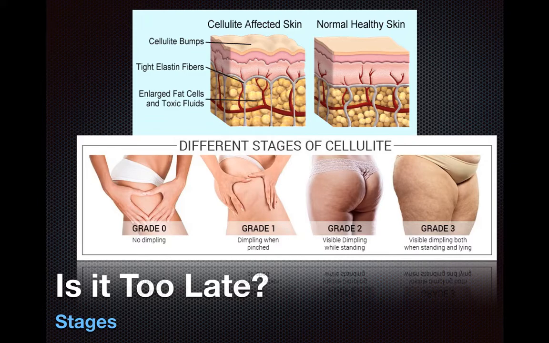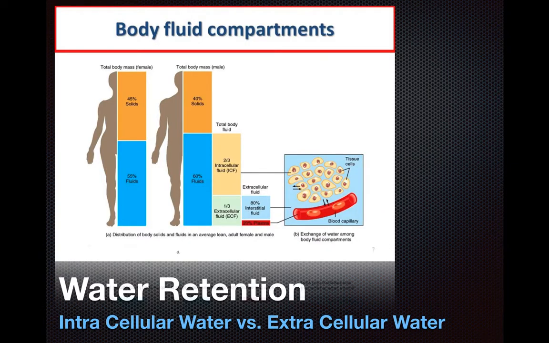So basically, we want to understand the difference between cellulitis and water retention. Water retention is fluid coming in different compartments. As you see on top, female is hydrated by 55%, men a little bit more. And as you can see there, the intracellular water would be 2/3 of the total. Extracellular water is the fluid that stays outside the cells.